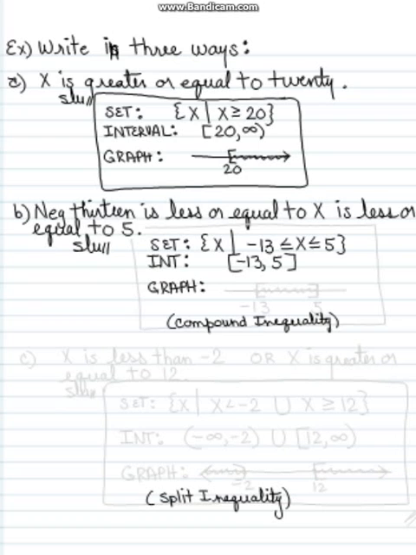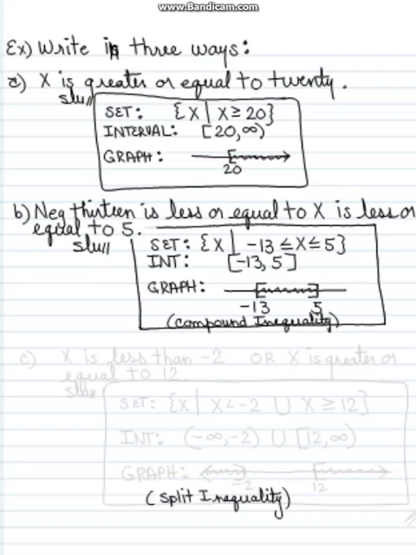Here's the x-axis. The pertinent numbers are negative 13 and 5. We're going to shade everything in between negative 13 and 5, and we're going to include negative 13 and include 5 since there were equal portions in the inequality. We're going to include those with boxy brackets. Be sure to shade in the middle.